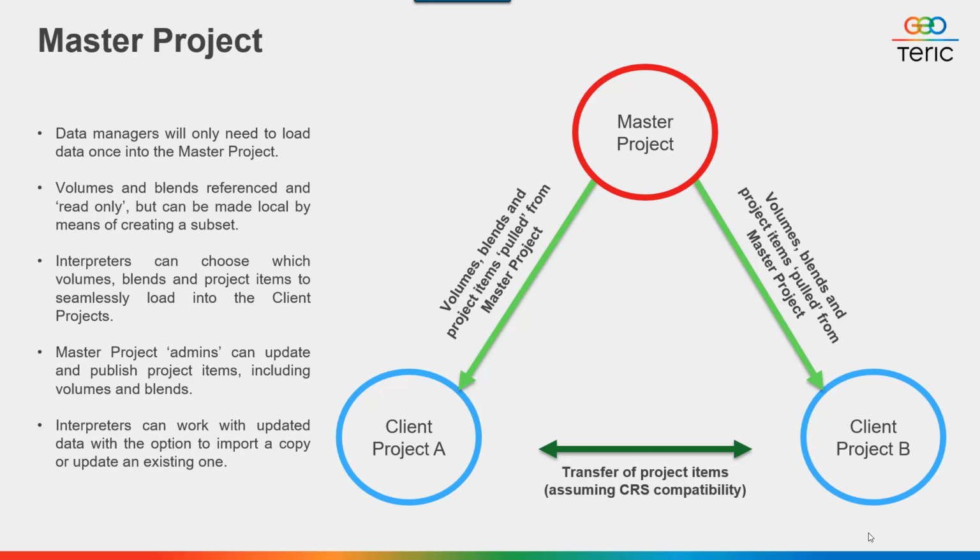Volumes and blends are referenced and read-only, but can be made local by means of creating a subset. Project items are imported locally. Interpreters can choose which volumes, blends, and project items to seamlessly load into their client projects. And master project admins can update and publish project items, including volumes and blends. For example, if a newly processed volume is made available, interpreters can then choose to work with that updated data by importing a copy or by overwriting an existing one.